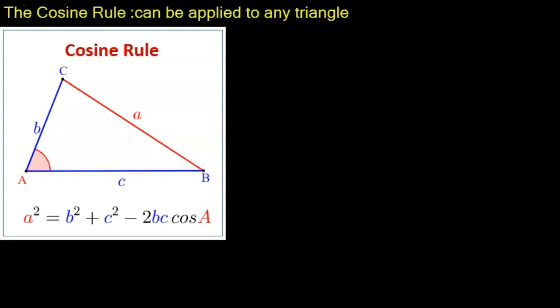So now I want to look at the cosine rule. And just like the sine rule, the cosine rule can be applied to any kind of triangle. It doesn't matter if it's right angle or not. Now let us examine the rule closely. And just like the sine rule, it's all about showing the relationship between the sides of a triangle and the cosine of an angle.